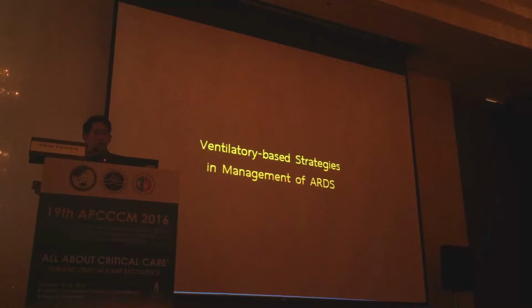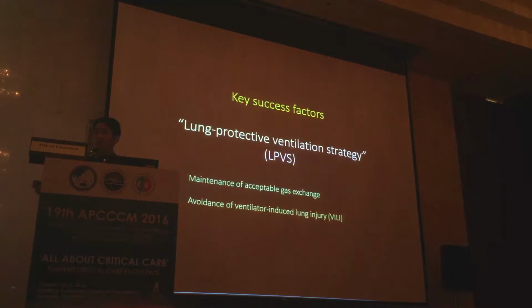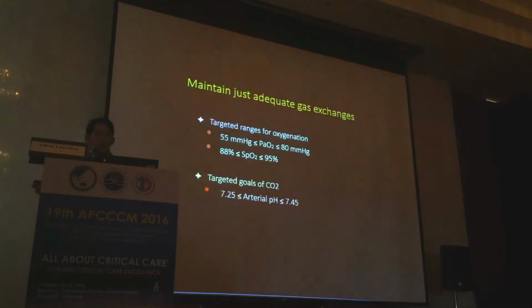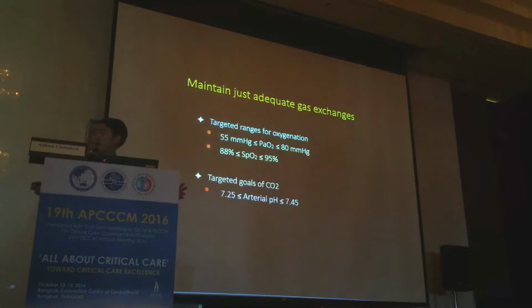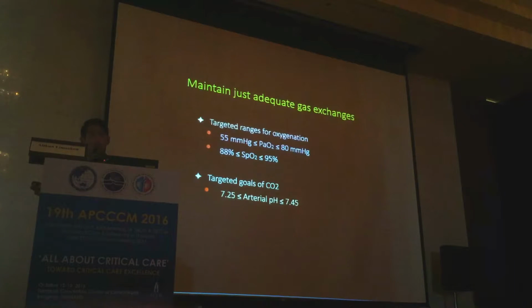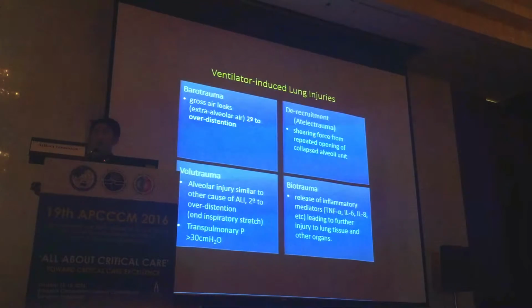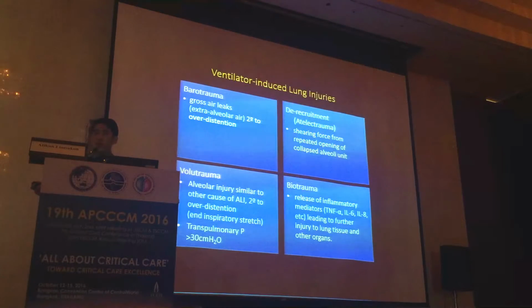So for the ventilator-based strategies in management of ARDS, we used to adopt what we call the lung protective ventilation strategies, to maintain an acceptable range of gas exchange, both for oxygenation and for carbon dioxide. And why? To avoid ventilator-induced lung injury. What we mean by just adequate gas exchange is that we don't aim for perfect oxygenation or normalizing the CO2. We accept a slightly mild to moderate hypoxemia if everything is okay. And for the CO2 and ventilation, sometimes when we face a very severe disease, we have to accept permissive hypercapnia.